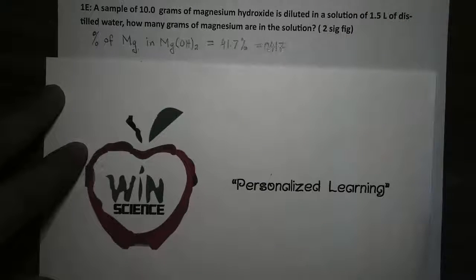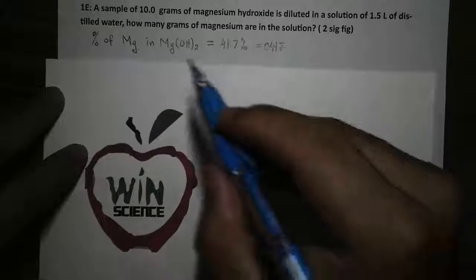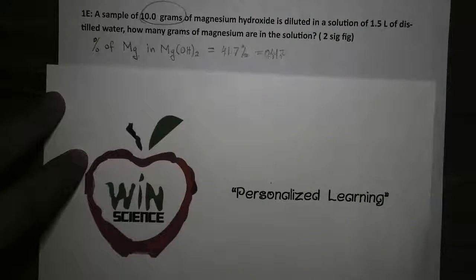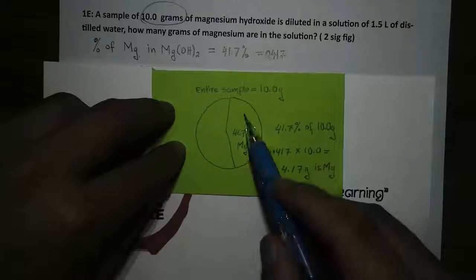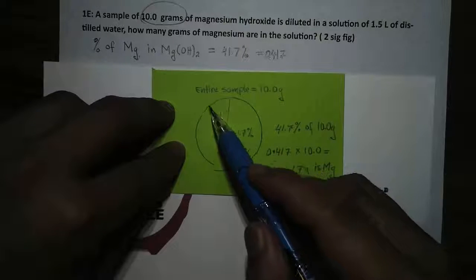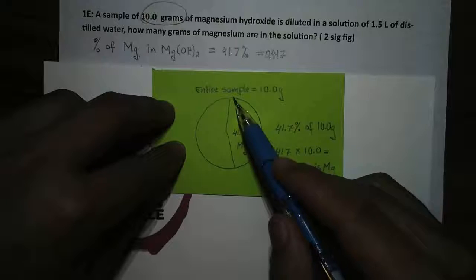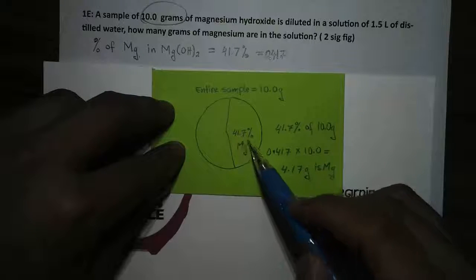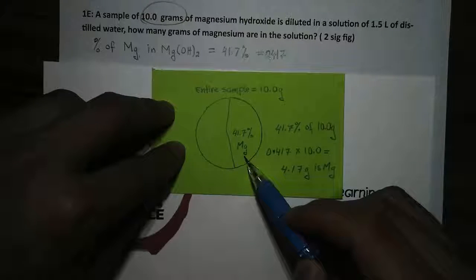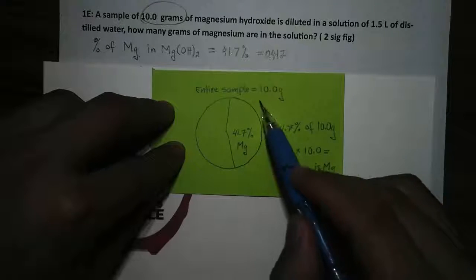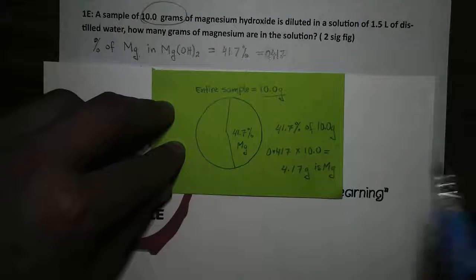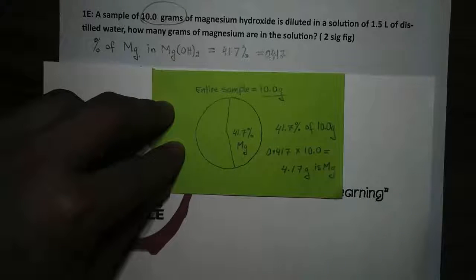Going back to the idea of percentage, if we know the percent composition, we can apply this to the entire sample, which is 10 grams. So all we have to do is look at it in terms of percentage. First of all, this is a pie chart, which is out of 100%. In terms of percentage, 41.7% is magnesium. Now, this whole entire sample is 10 grams. So how is percentage related to the sample as a whole?